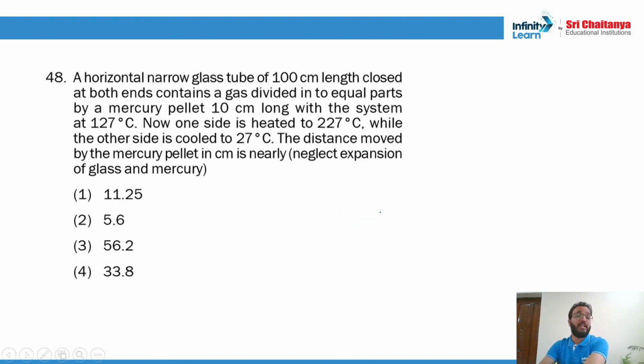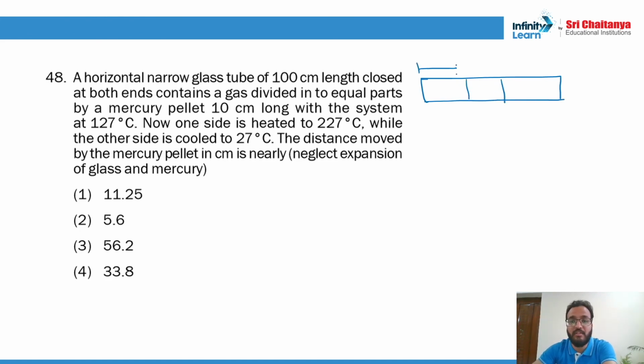Now question number 48. Here what is happening? I'll just draw and explain to you. So this is 10 centimeter, this is 45 centimeter, and this is 45 centimeter, and this is 10 centimeter of mercury. So initially the temperature on both sides is same, the pressure on both sides is same, the volume on both sides is same. Let's say this is area A. So what is volume? V1.